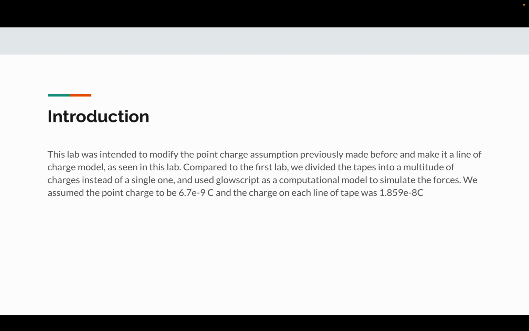This lab was intended to modify the point charge assumption previously made and make it a line of charge model, as seen in this lab. Compared to the first lab, we divided the tapes into a multitude of charges instead of a single point charge, and used GlowScript as a computational model to simulate the forces and electric field. We assumed the point charge to be 6.7 times 10 to the negative 9 coulombs from the first lab, and the charge on each line of tape was 1.859 times 10 to the negative 8 coulombs.